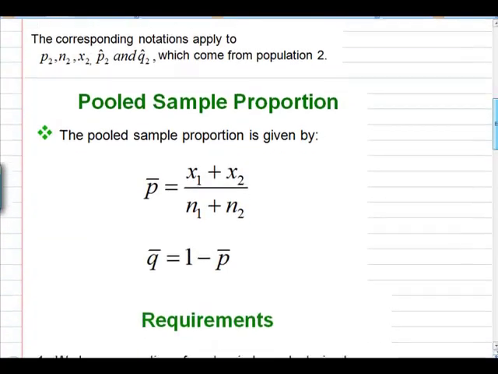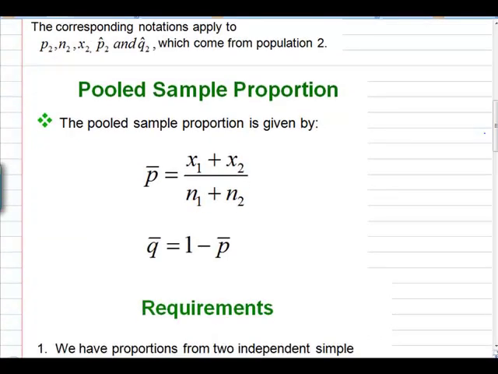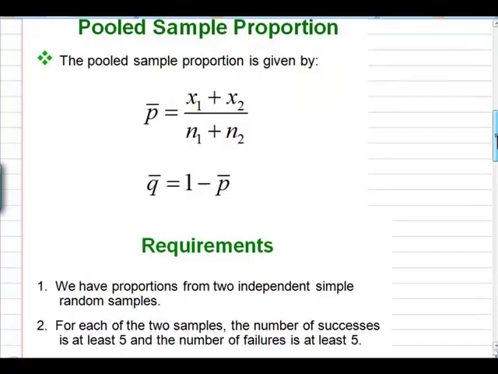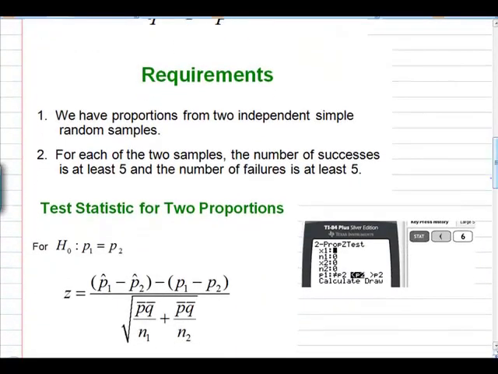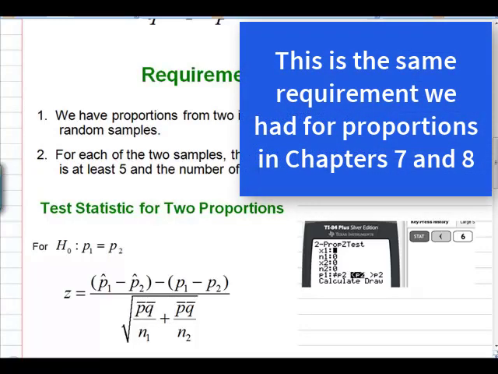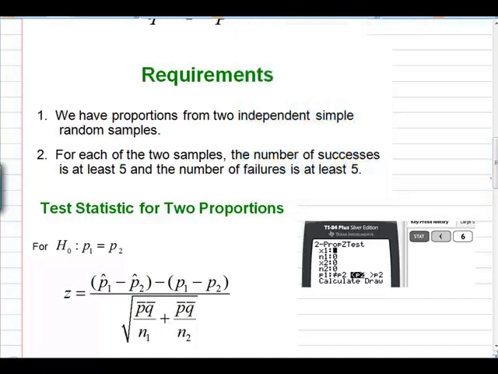Now, in order to do some of the number crunching behind the scenes, what we're going to see is pooled sample proportions. How we calculate the pooled sample proportion is we take the sum of the successes from both groups and divide by the sum of the sample size for both groups. This is called a pooled p. We pool our values. The requirements that are necessary: first of all, we have to have two independent simple random samples. And then also the number of successes has to be at least 5 and the number of failures at least 5 from both of those groups, Group 1 and Group 2.